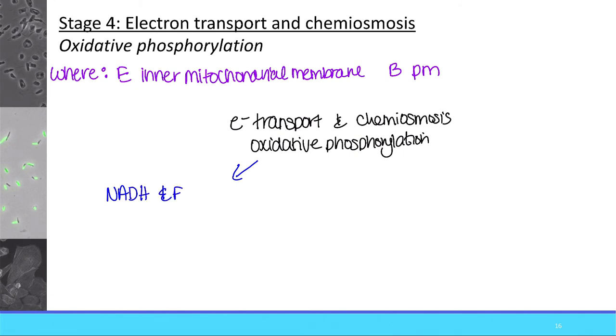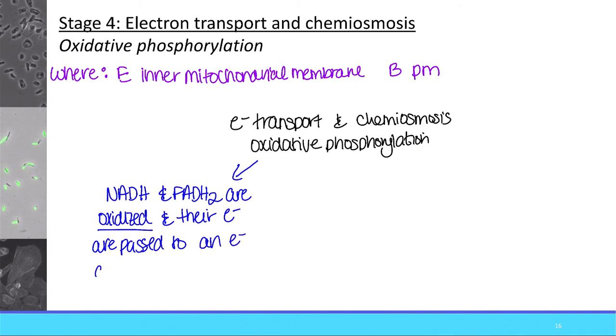When we think about electron transport and oxidation, what this is really referring to is NADH and FADH2. Those were our molecules that were reduced throughout stages 1 and 3. They are going to be oxidized. And when something is oxidized, they lose electrons. And so their electrons are passed to an electron acceptor. In aerobic respiration, this is oxygen. And when an electron acceptor is gaining an electron, that's going to be reduction. So we actually have oxidation and reduction occurring. And again, in aerobic respiration, that final electron acceptor is oxygen.